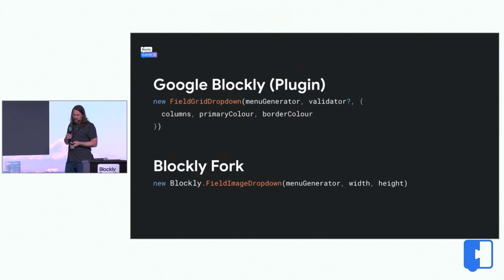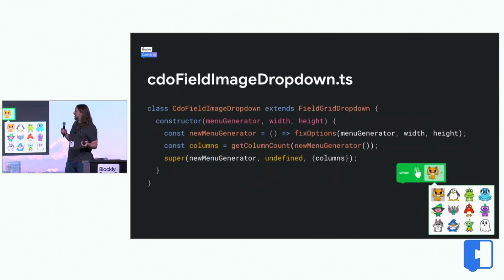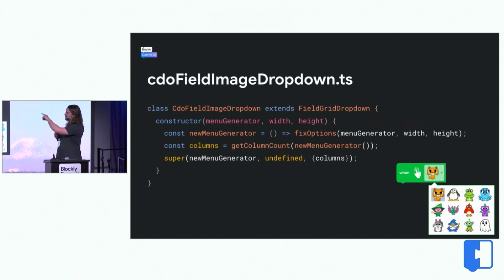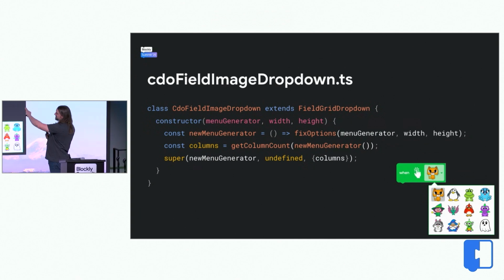The way that we address something like that is we create our own class, which fortunately is well supported in Blockly. You can have custom classes. We created a new CDO, which stands for code.org, by the way. Our CDO field image dropdown extends the one from the plugin. It has the same original constructor arguments that we had, and then we basically just manipulate them to get them into the right shape so that we can pass them into that super call for Google Blockly.